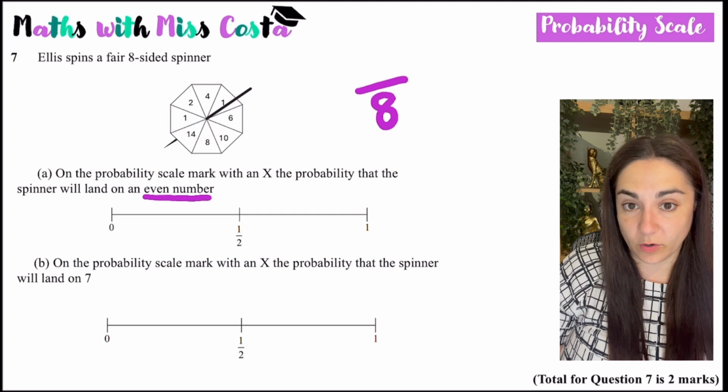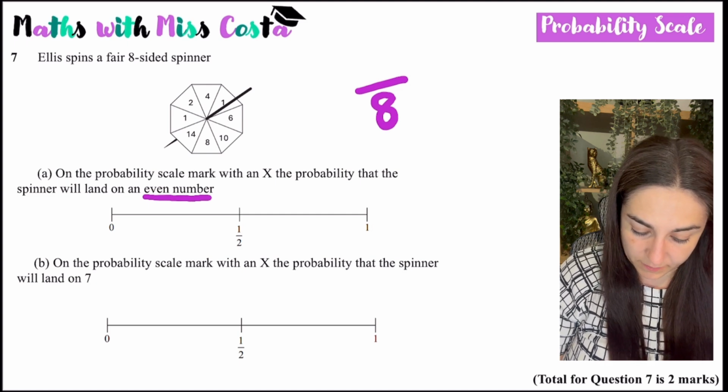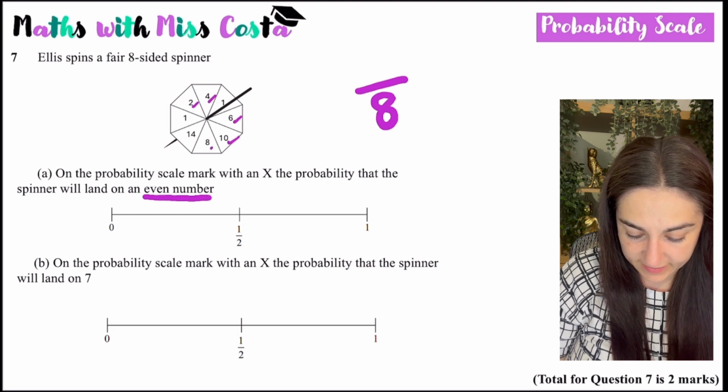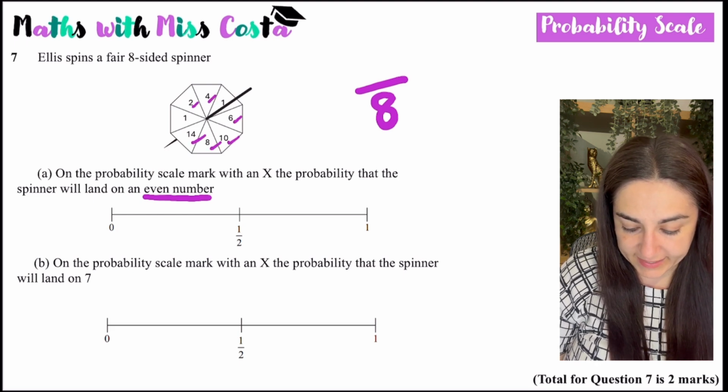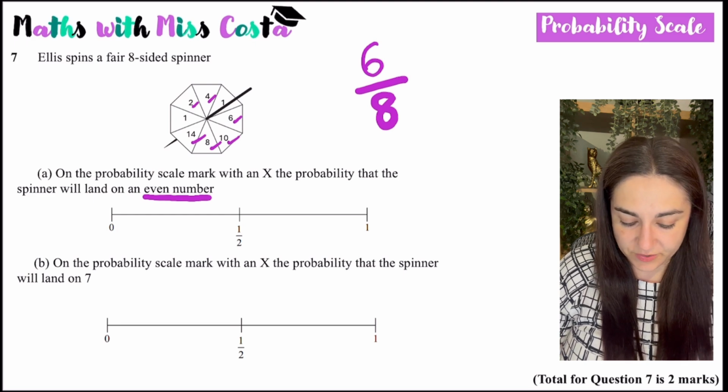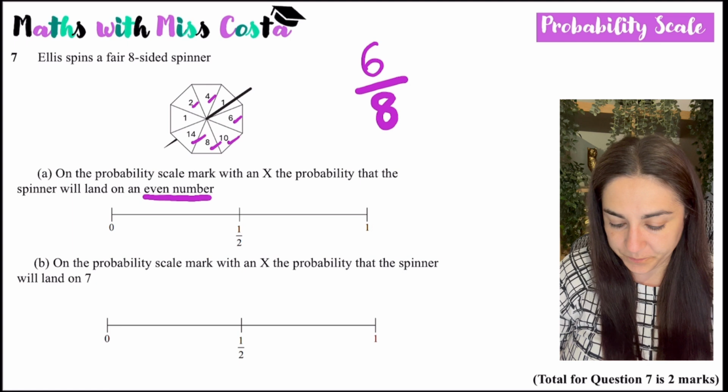So I know I have 8 options. Now I want to see how many even numbers I have. So I've got 2, 4, 6, 10, 8 and 14. So that is 6 numbers are even. Now I need to write it on the probability scale.